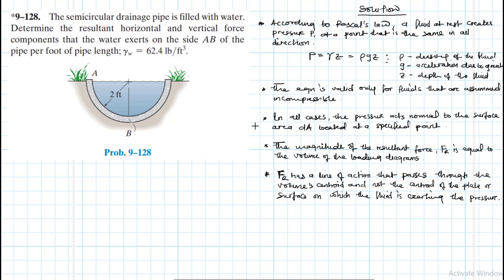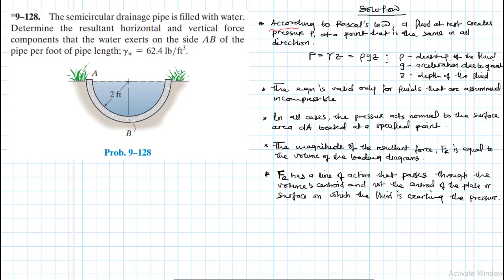This problem is coming from the Engineering Mechanics and Statics textbook, 13th edition by R.C. Hibbeler. Before we start solving this particular problem, let's give a brief background of pressure, incompressible pressure.